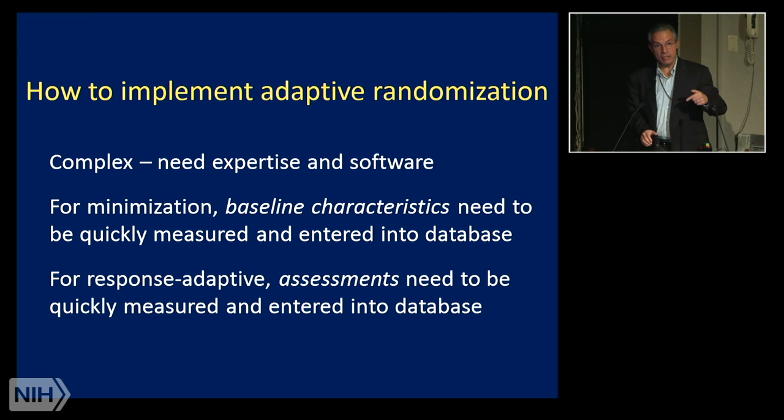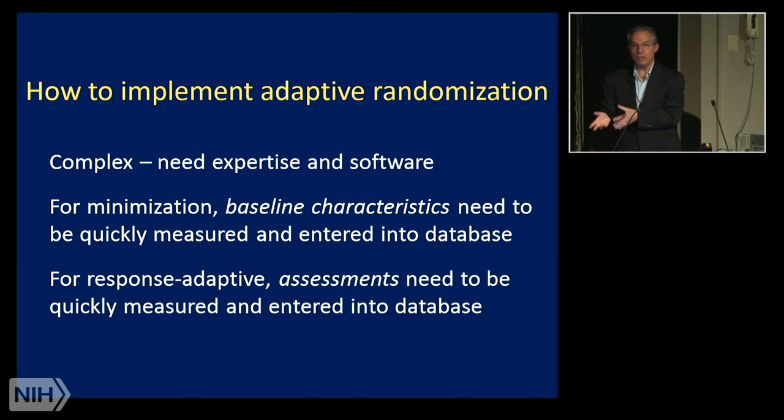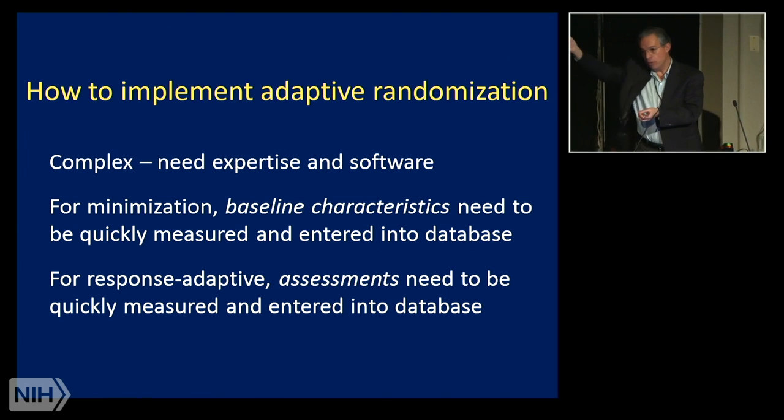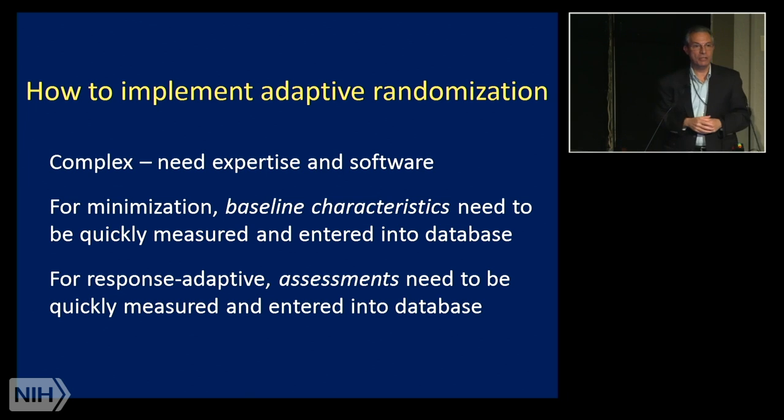And in response adaptive, it's even more. You have to capture the outcome, the results of the assessments, fairly quickly and enter them into the database. Because remember, you're tweaking the chances based on responses. So you have to input the responses fast so that the randomization pulls them and adjusts accordingly.